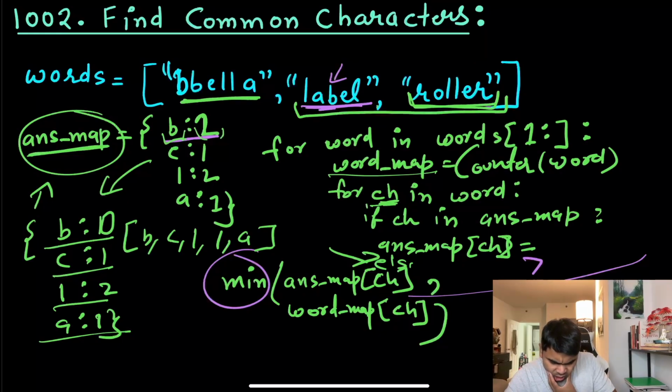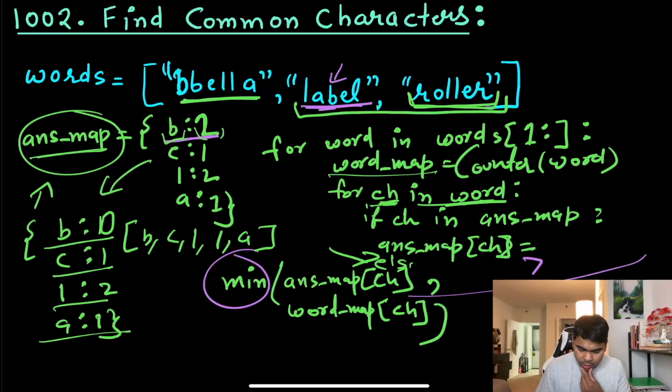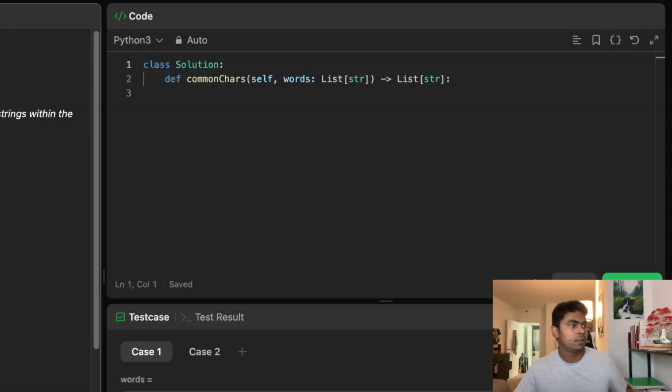Do I have to delete it actually? So rather than visiting in word, I would actually visit in answer map, and then I will basically remove a character if it is not in my word map. Let me show you in the code. I have not solved it yet, but I guess that will work, what we just discussed.